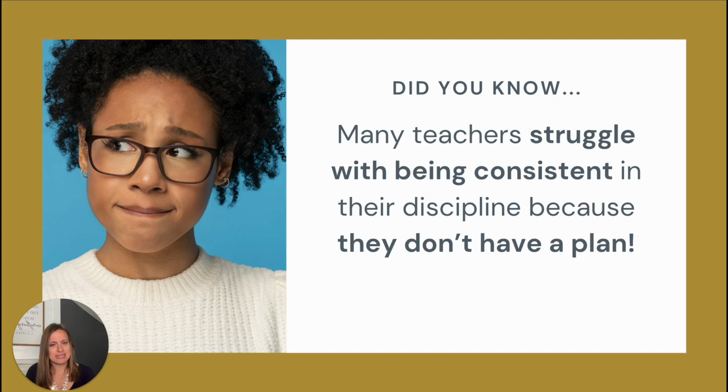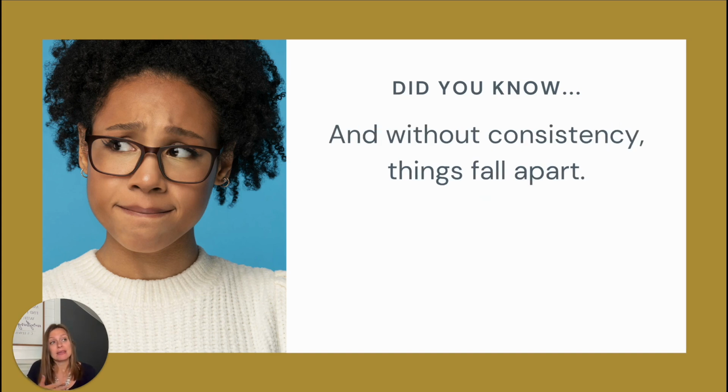I don't know if you realize this, but a lot of times when teachers are struggling with being consistent in their discipline, part of the problem is they don't have a plan. Because they don't know what to do when certain misbehaviors happen, they either don't do anything or they're really inconsistent. That's what happened to me my first year. I didn't know what to do when students were talking or getting out of their seat or putting their head down, so I kind of didn't do anything or was really inconsistent, and that wasn't good.